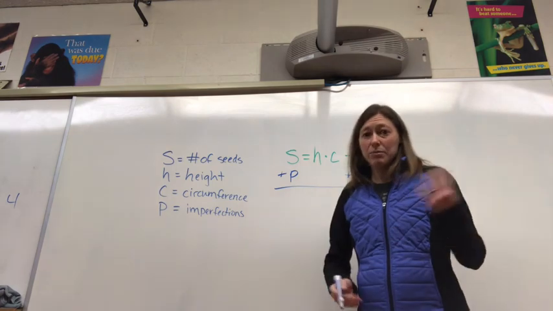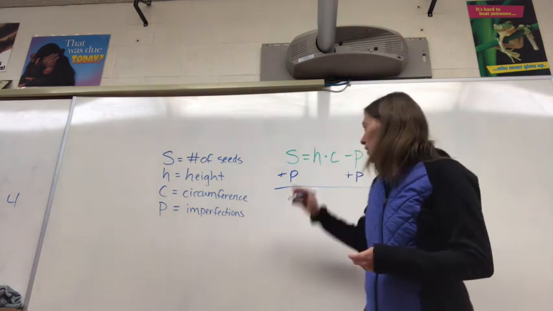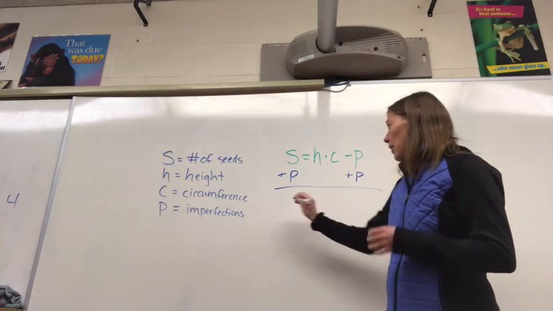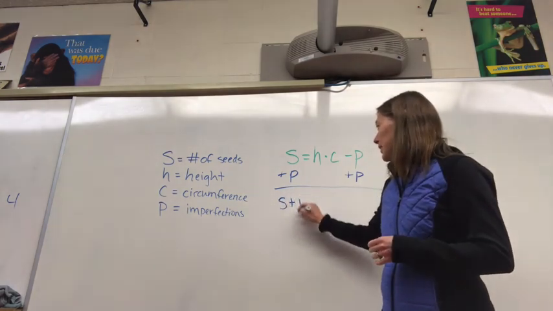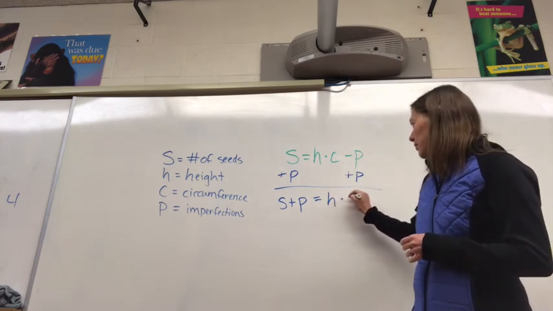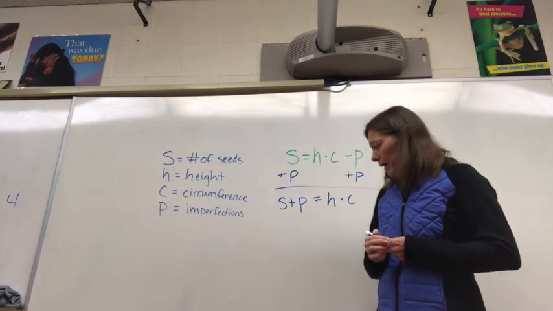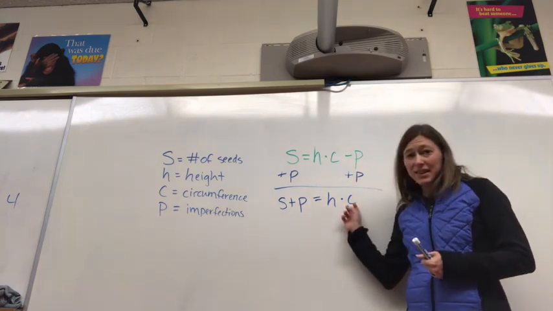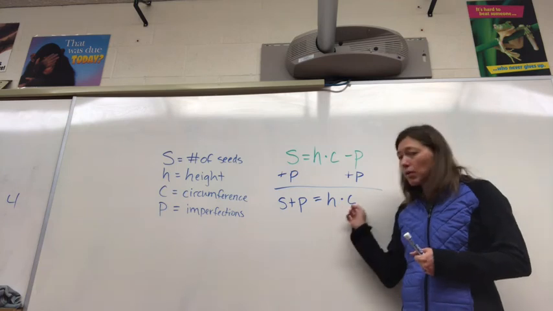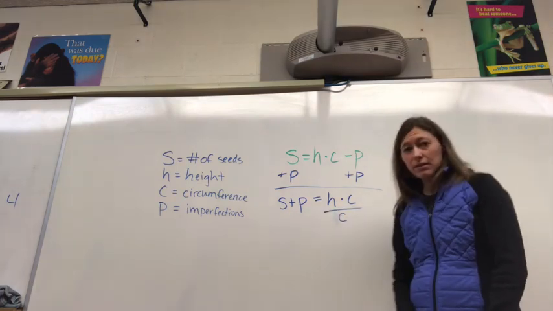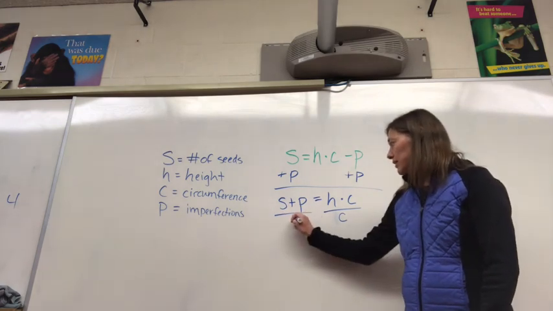Okay, s and p are not like terms. I'm not going to combine them, and so I'm going to go s plus p equals h times c. Okay, and now I'm getting close. I have h and c on this side. And we're multiplying, we're going to do the opposite. So I'm going to divide by c on both sides of the equation.